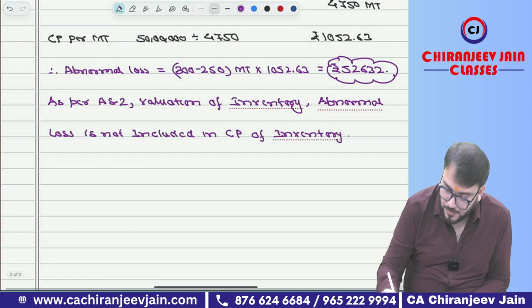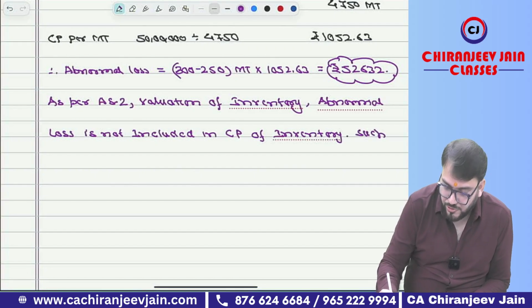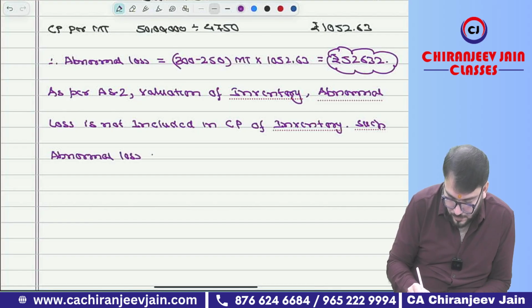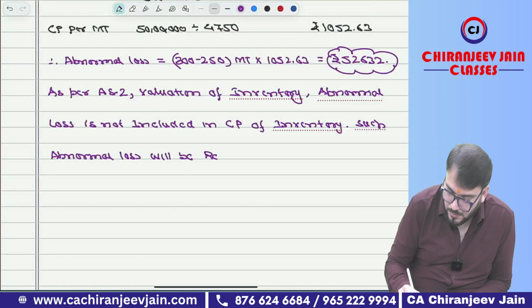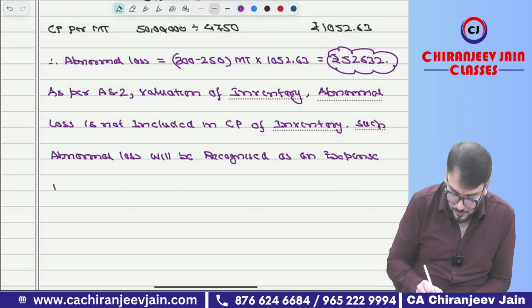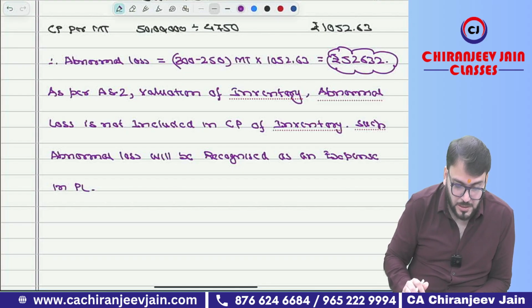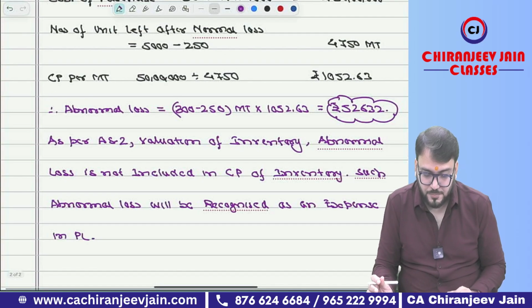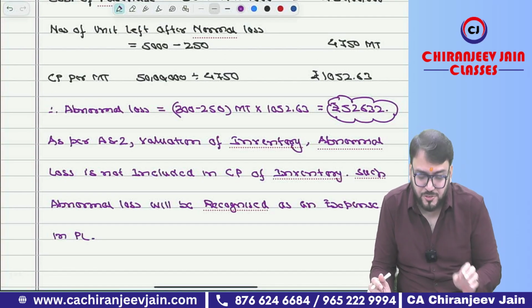Correct? Such abnormal loss will be recognized as an expense in profit and loss. Have you understood? They have asked about only abnormal loss, therefore we have mentioned abnormal loss.